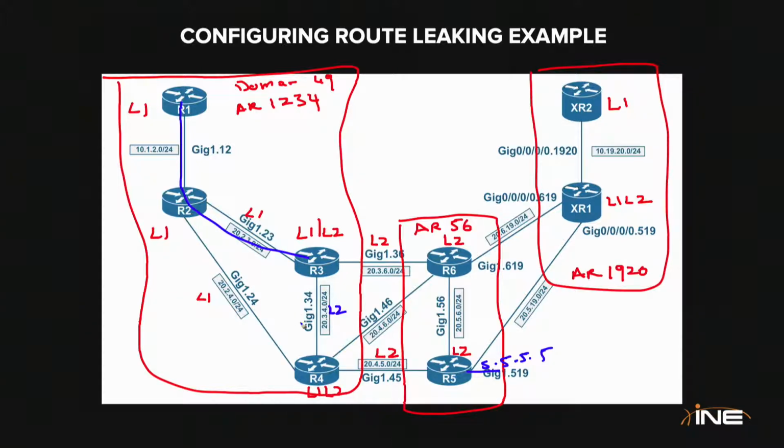And to get to 6.6.6.6, which is here, it should go down here to R4 and exit out. So it could go directly from 4 to 6, or it could go from 4 to 3. Typically, it's going to go from 4 to 6 directly because they are L2 neighbors also. And the cost is going to be lower for R4 to get to R6 from the direct link versus going from 4 to 3 to 6. So it should go from 4 to 6 directly.